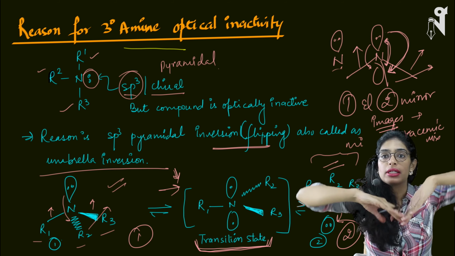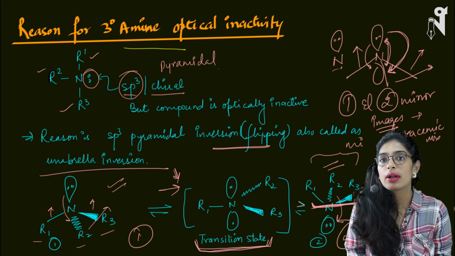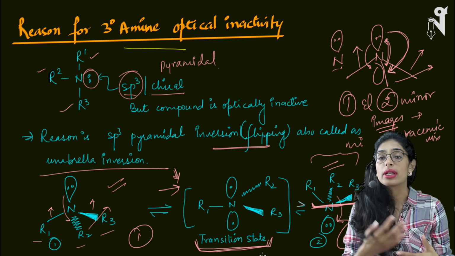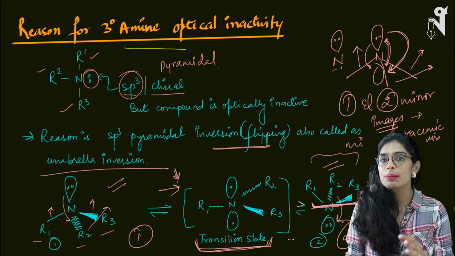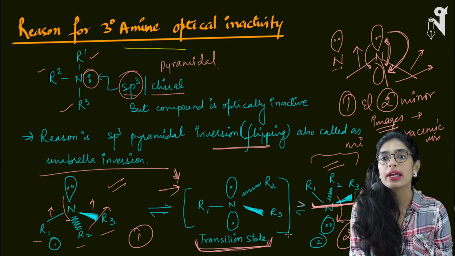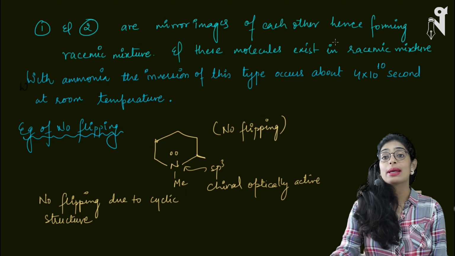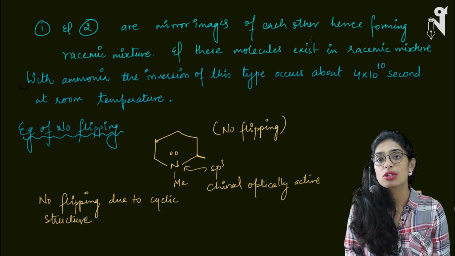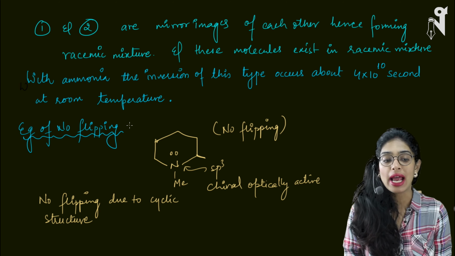Flipping will be happening. It will be like this and this and this and this. And because of that, the compound is actually in the racemic mixture form, which looks like chiral. It's not chiral, it is a racemic mixture, and that is the reason why it doesn't show optical activity. So 1 and 2, as I mentioned, are mirror images, and they form the racemic mixture, and due to the formation of the racemic mixture in the whole compound, they are not able to show optical activity.